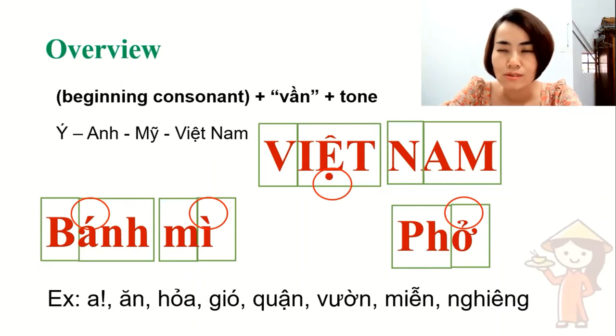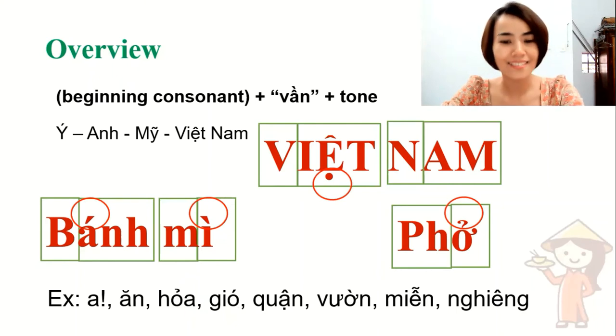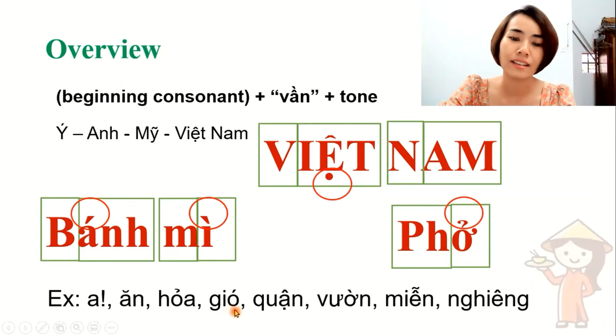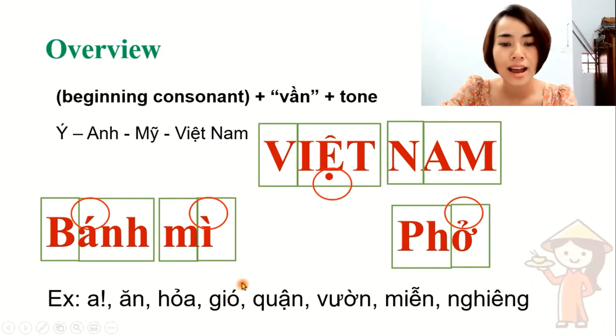I'll give you 3 seconds. Okay, one, two, three. Okay, so because this one is a consonant cluster, the G and the I is the beginning consonant. It is pronounced Z in the north, or yeah, in the south. Because I'm living in the south, usually I just say yeah. And the A here is the vowel. It's just one vowel, and there is a tone. Ya, okay, or za, either way.